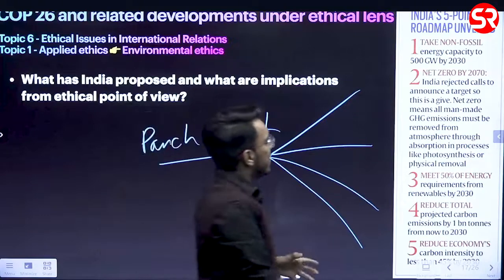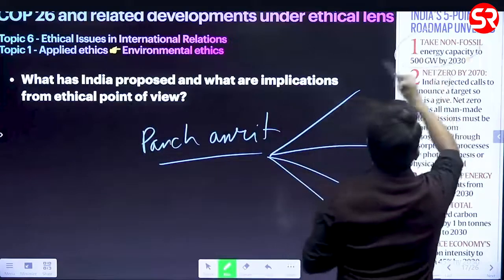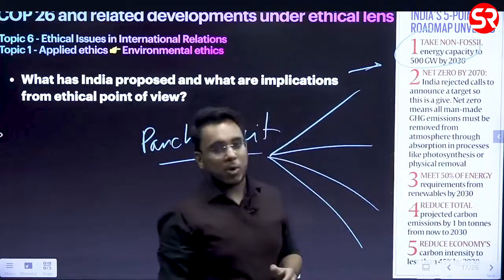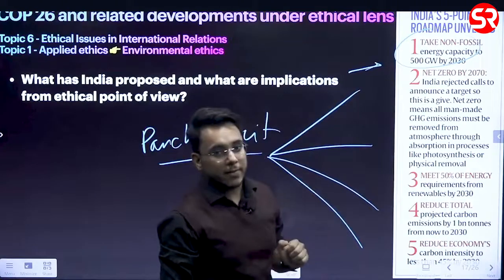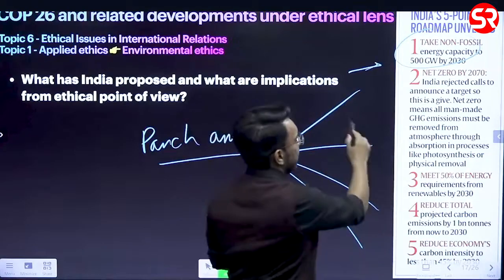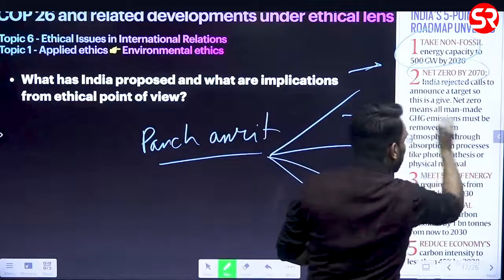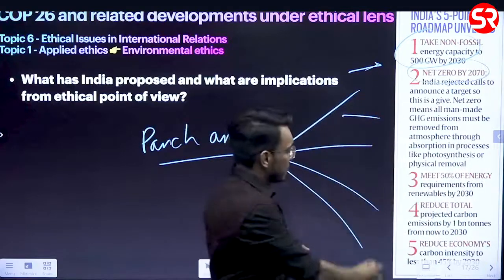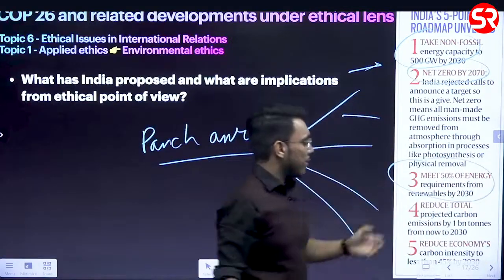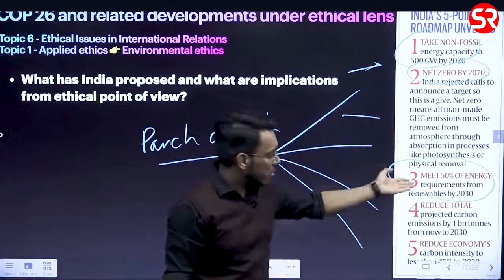What they said: non-fossil energy capacity will be taken to 500 gigawatt by 2030. Earlier it was 450 to 500. Then it was said that net zero will be adopted by 2070. Third, 50% of energy requirement will come from renewables by 2030. It was 40%.